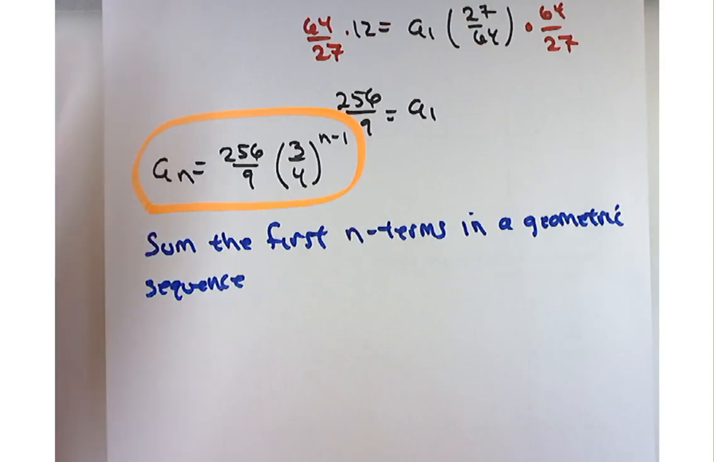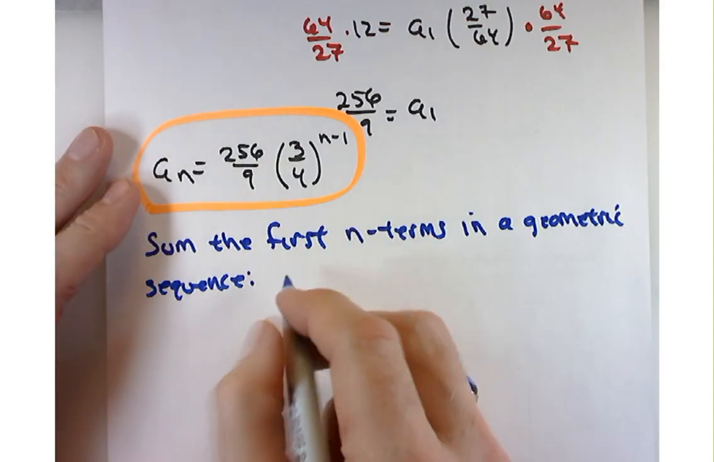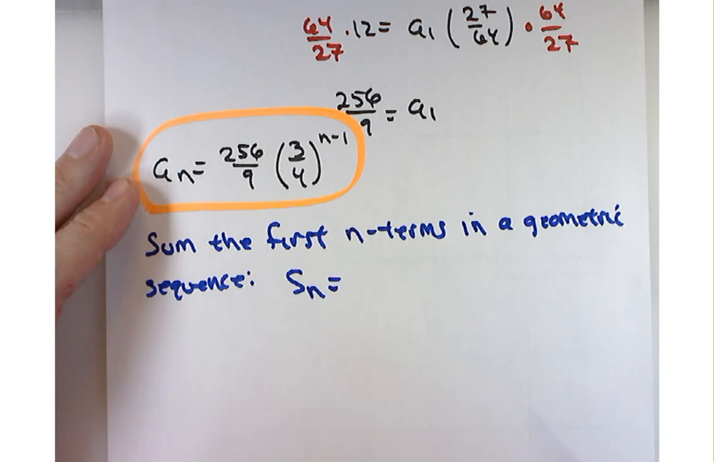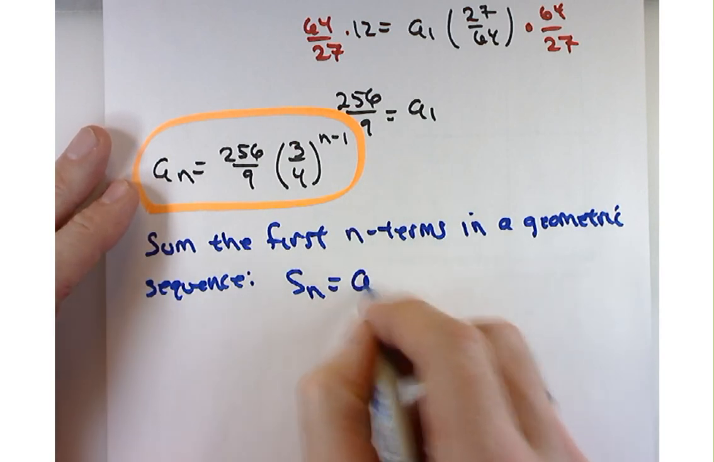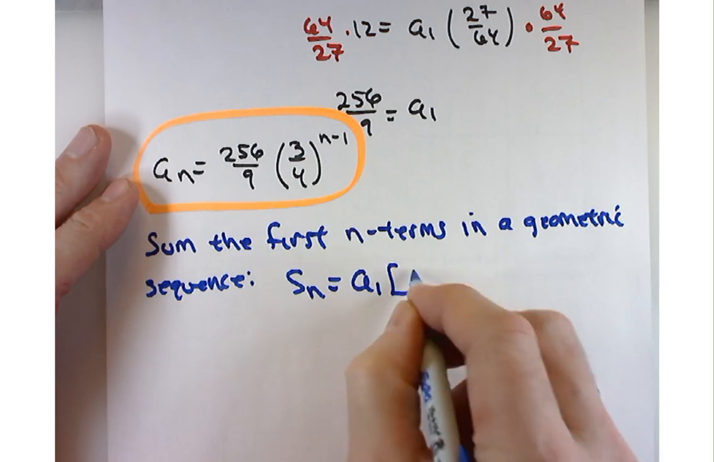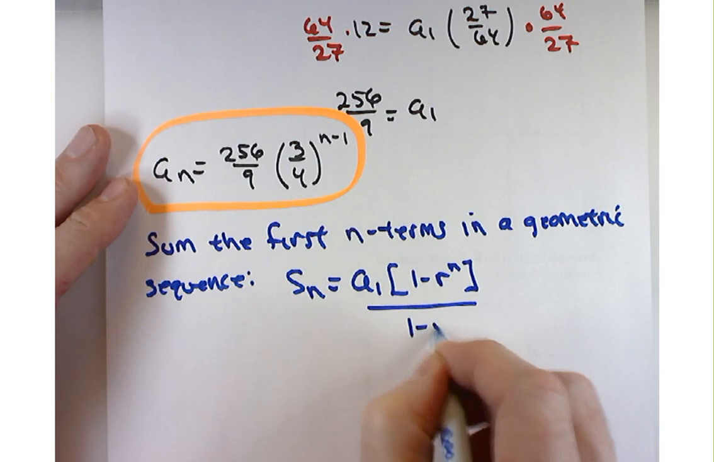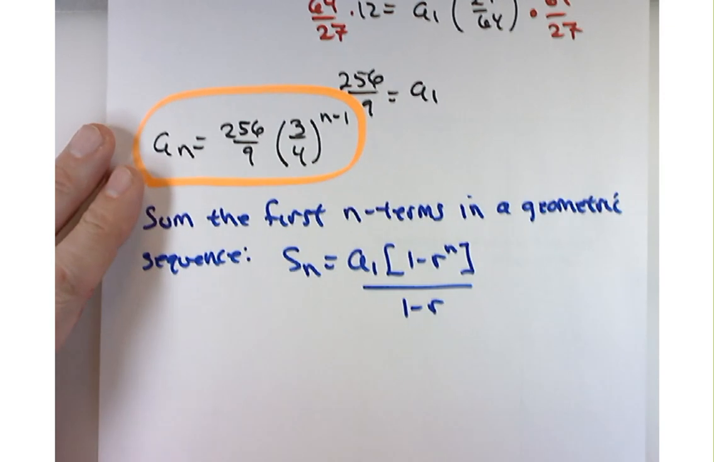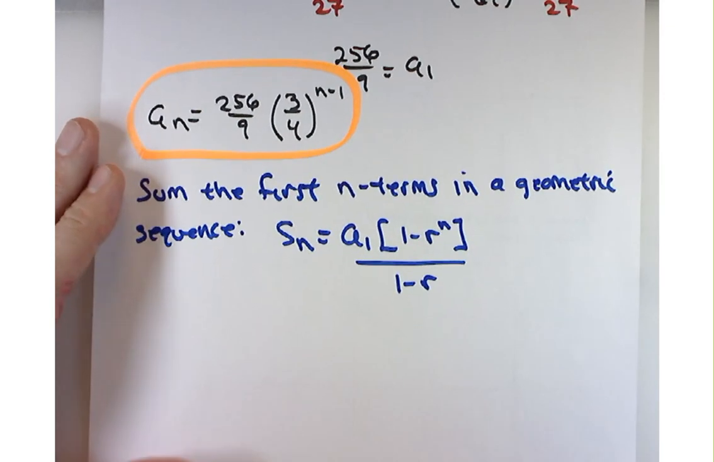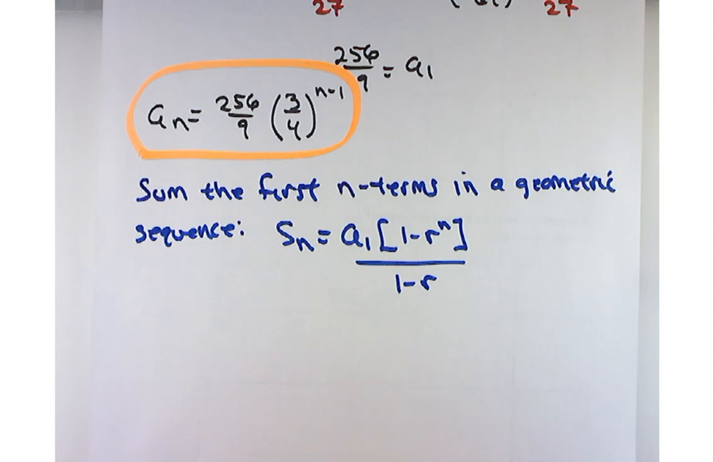Okay, that's a good one. We'll call that S sub n like we did before. This time the formula is going to look a little bit different. It's going to be a sub 1 times 1 minus r to the n over 1 minus r. So kind of like the last one, you need to know what n is. This time you need to know what r is, and of course a sub 1.